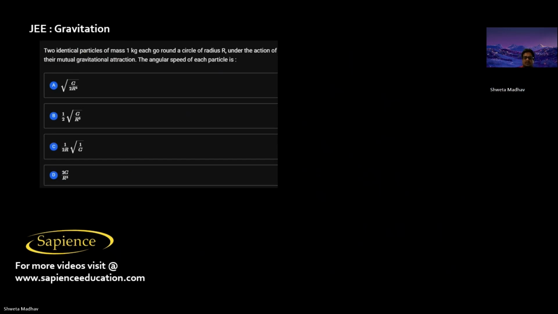And here it is told that two identical particles of mass 1 kg each go around a circle of radius r under the action of their mutual gravitational attraction. The mass is 1 kg each. The angular speed of each particle is to be found. So omega we have to find out.